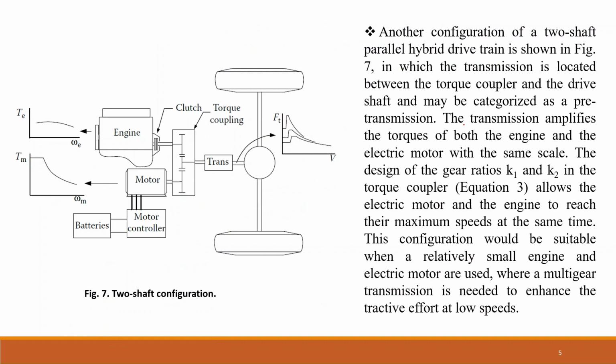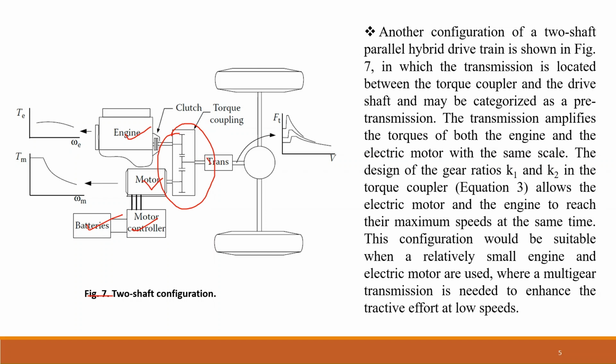Now moving to the next figure, which is also a two shaft configuration but with a single transmission. What we can see here is the engine, the motor, the motor controller, the batteries, and then we have the clutch and the torque coupling device.